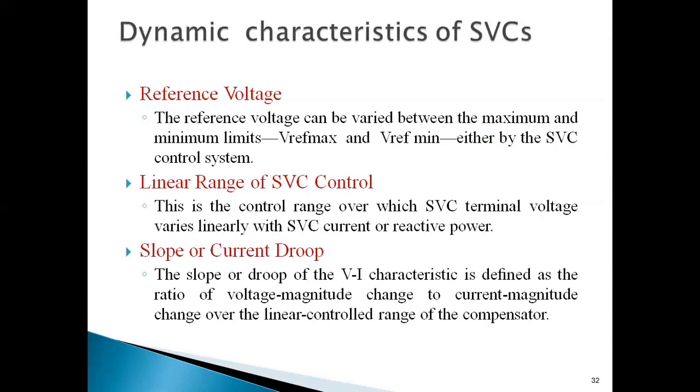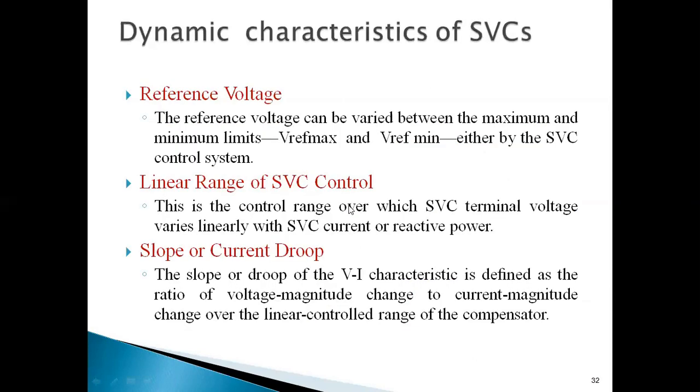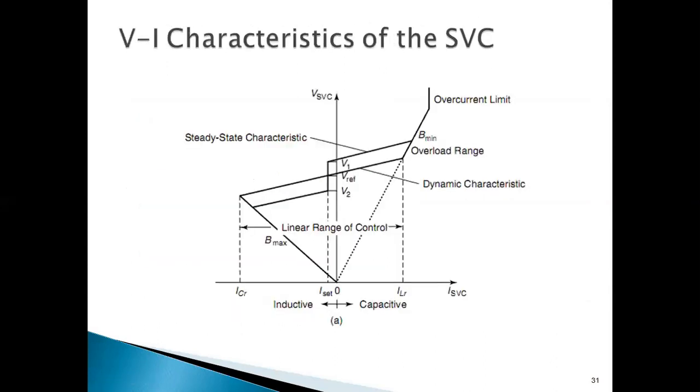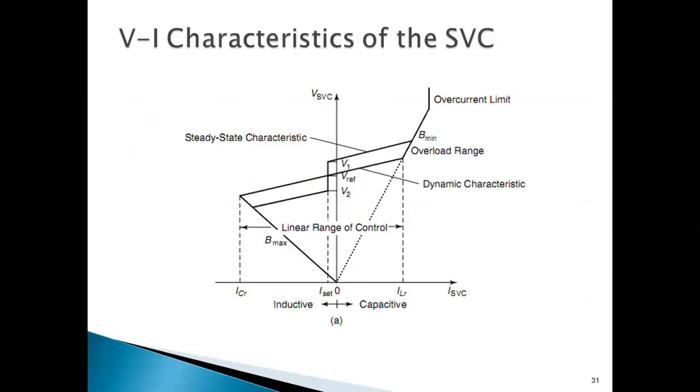First, let me discuss the dynamic characteristics of SVC. See the reference voltage. This is the reference voltage, and it can be varied. V reference can be varied between the limits V1 and V2. V1 is the upper limit, V2 is the lower limit, or V reference max and V reference minimum. In the text I have given V reference max, and here I have shown V1, V2. So this V reference can be varied between V2 and V1.